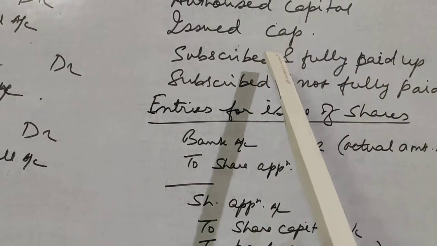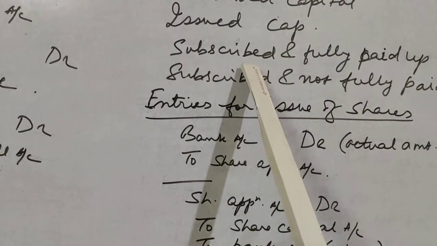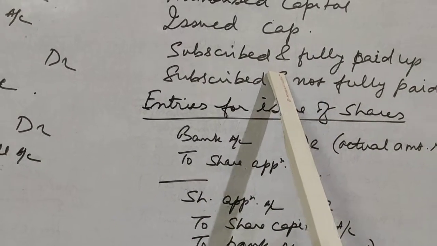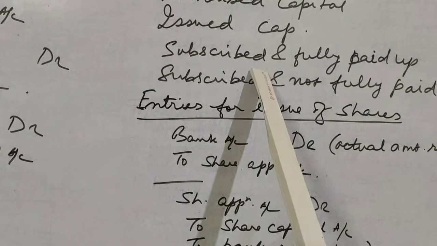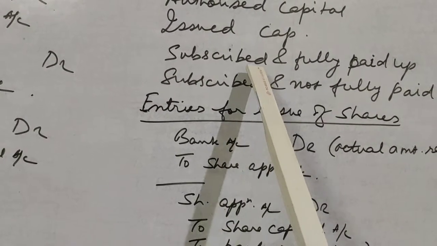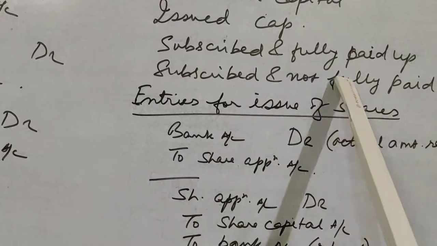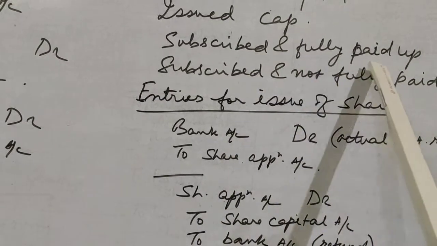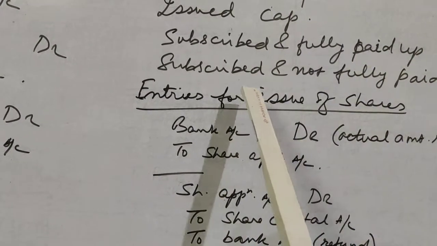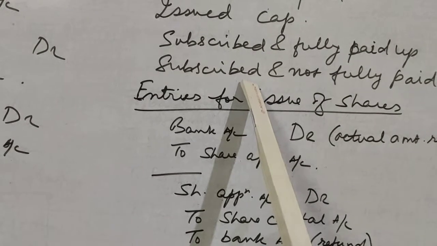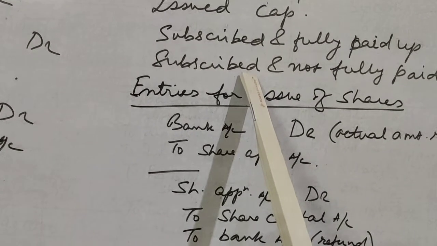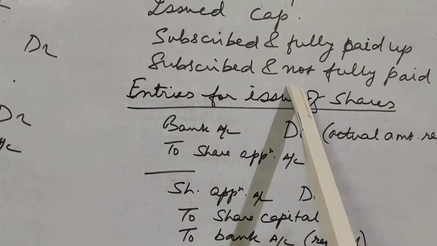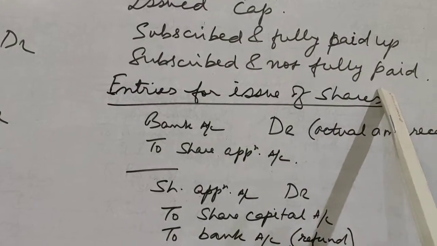Out of that, let us say subscribed capital is 45,000 shares of rupees 10 each. That means people have applied for 45,000 shares of rupees 10 each. And out of which, on 40,000 shares, the company has got the total 10 rupees. So subscribed and fully paid up capital will be 40,000 into 10, 4 lakh. And on the rest 5,000 shares, they have got only 8 rupees per share. They have not got rupees 10 per share. So that 5,000 into 8 will be your subscribed and not fully paid up capital.